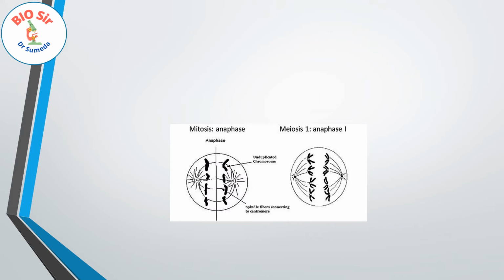As a result, we have n cells. Previously, we had 2n cells at the start, and now we will have n cells. 2n cells will become n cells. So you call it nuclear matter reduction. There's a reduction division.